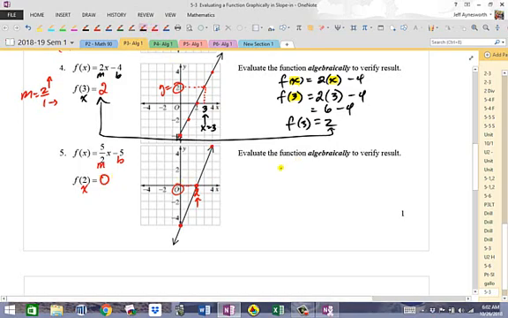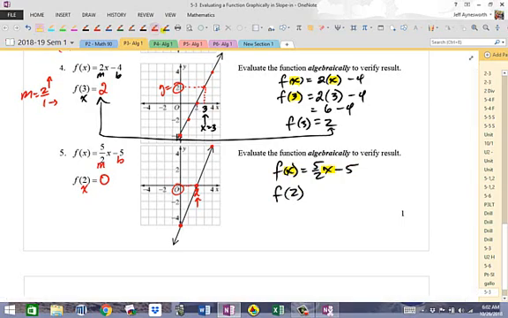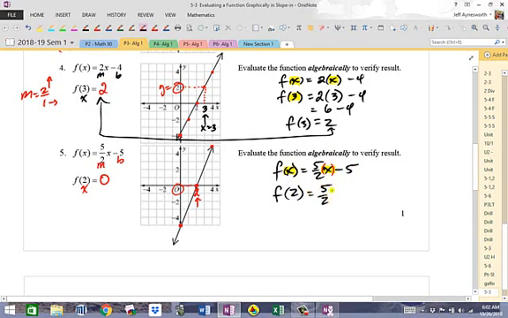And then evaluate it. Let me write a little bit better here. F of x is equal to 5/2 x minus 5. So what's f of 2? Well, let's see here. You want to substitute it in. You want to take whatever x is, multiply it by 5/2, and then subtract 5. So 5/2 times 2 minus 5.